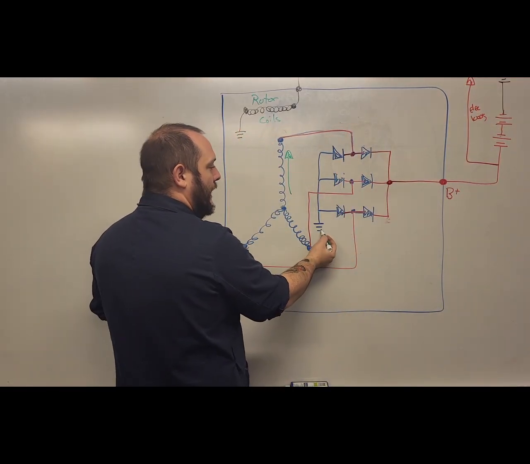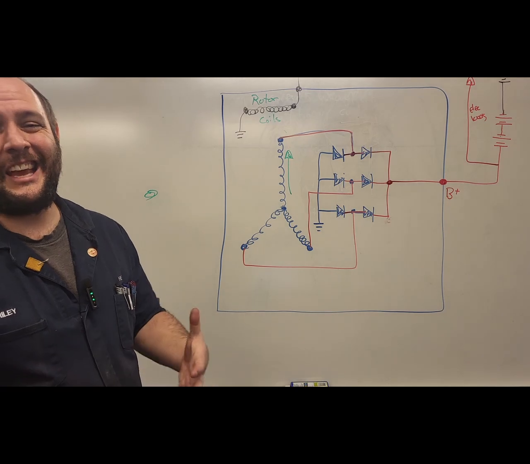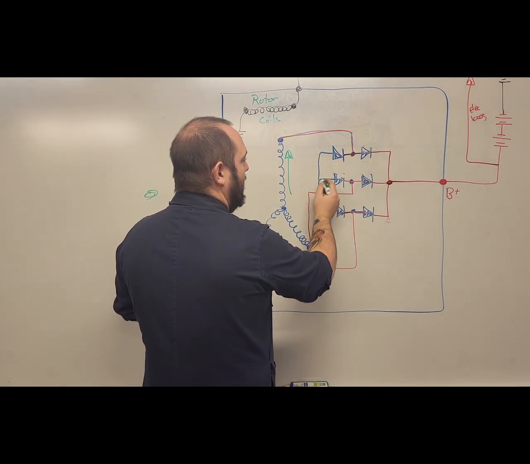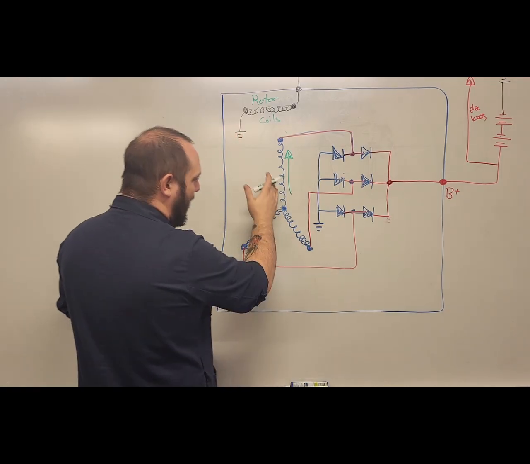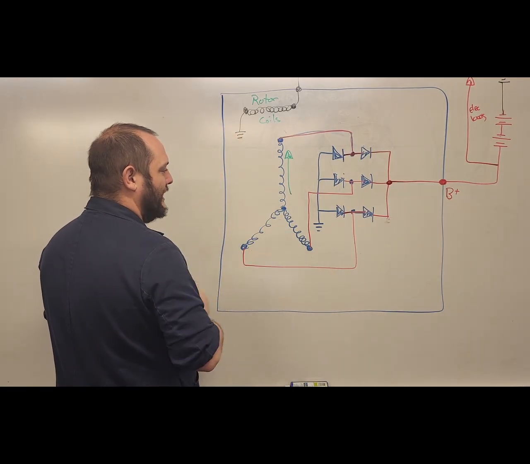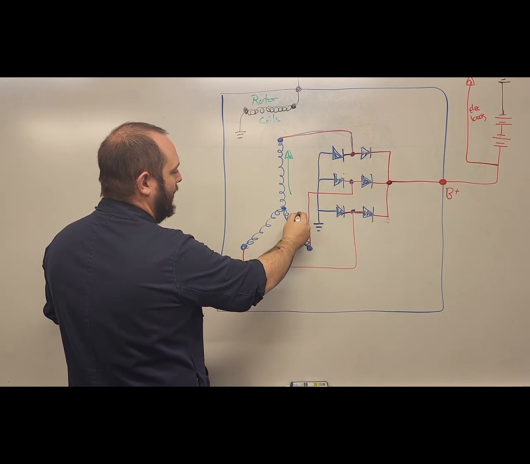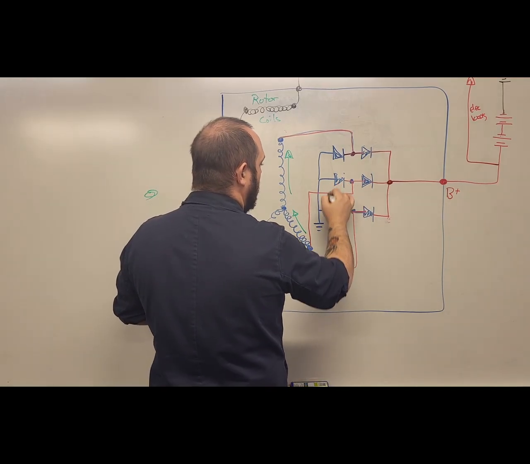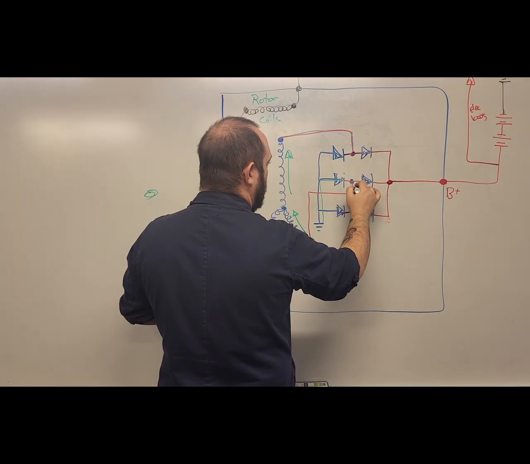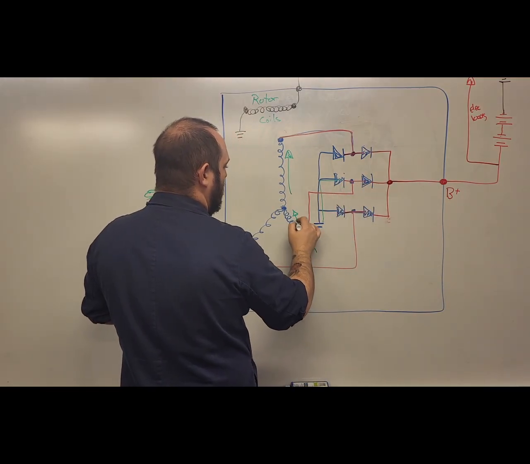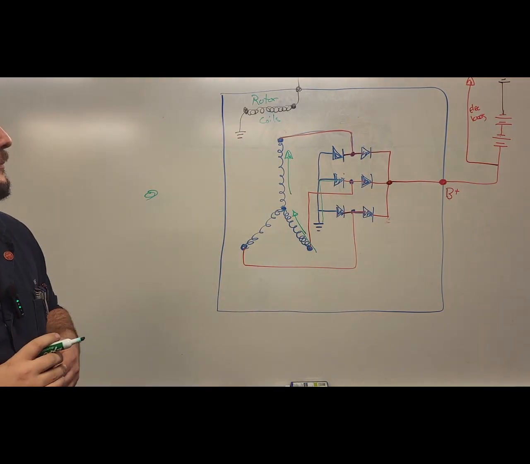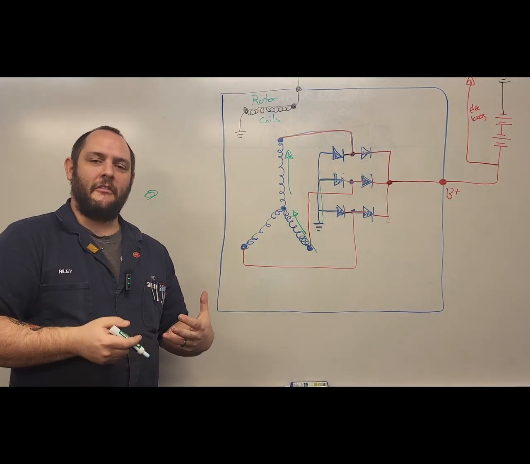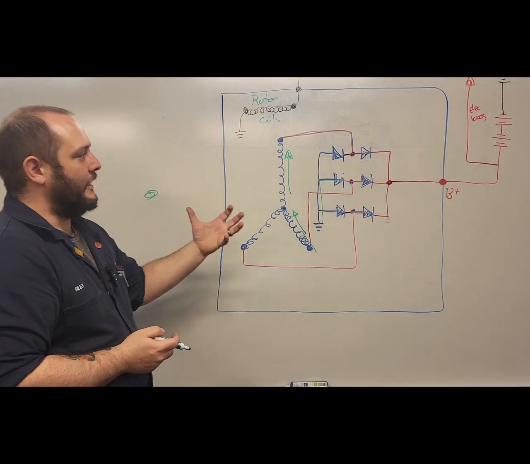At which point that ground, through the internal case of my alternator, will have a path back through these negative diodes, whichever negative diode I'm acting on in series with. So let's say I'm utilizing this diode. We're going to return through ground, back through this diode on that negative side. That completes the circuit for that given snapshot of a moment in time on this alternator.